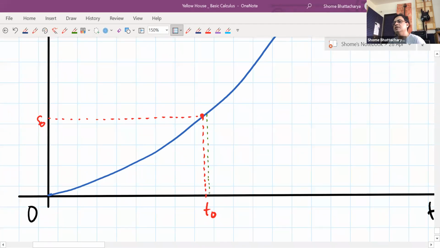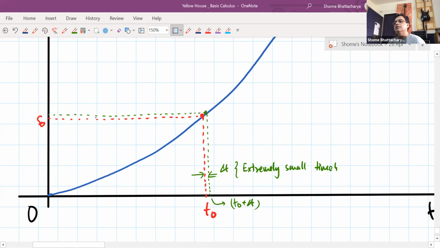Even in this, I'm showing that there is some gap, but we have to imagine that this is much closer than what I'm showing. So this delta t is an extremely small interval of time, like the example we had taken, 5 milliseconds or 10 milliseconds. So this value of time here will be t0 plus delta t, where delta t is very small. That means the distance has increased from S0 to a value slightly greater than that. So it has become like this.